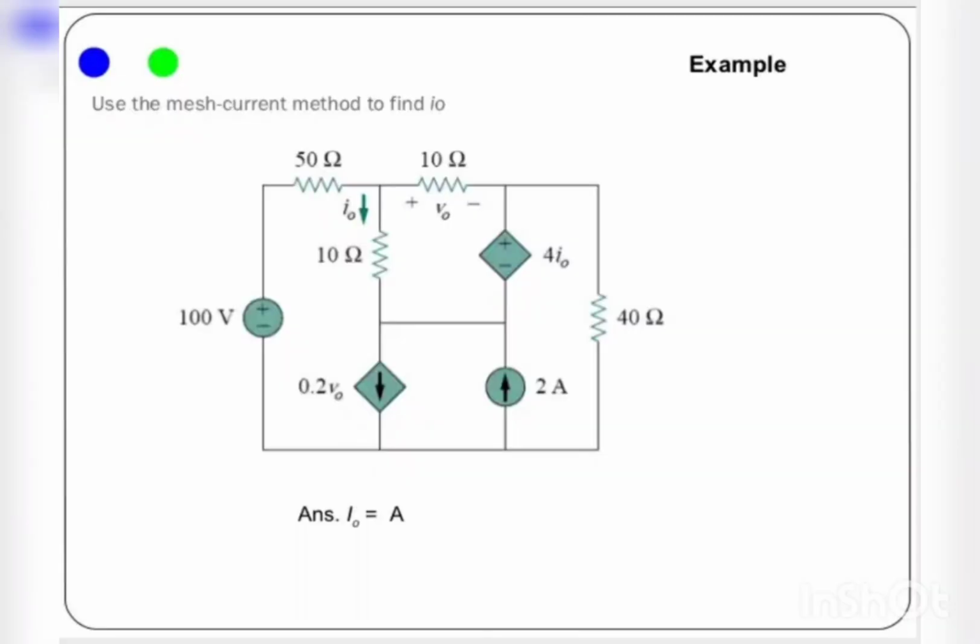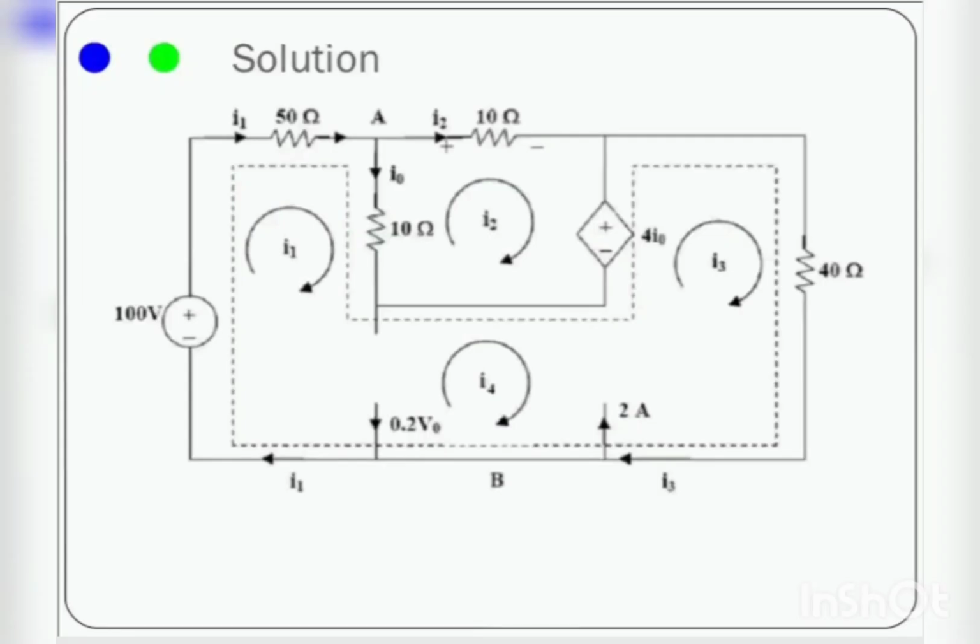For example, use the mesh current method to find I naught from the given circuit. We need to find I naught of this circuit by the mesh analysis method. So first we need to assign the meshes in the given circuit. This is mesh 1, which is on the left, mesh 2 is middle top, mesh 3 is on the right, and mesh 4 is at middle bottom.